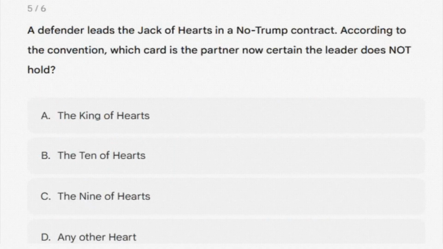Quiz 5. A defender leads the Jack of Hearts in a no-trump contract. According to the convention, which card is the partner now certain the leader does not hold?